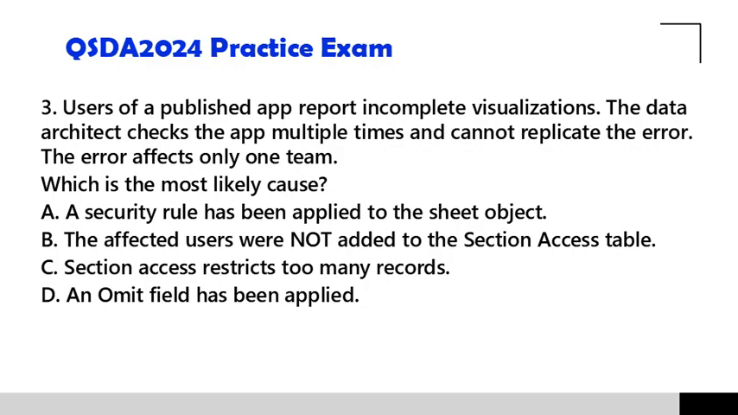3. Users of a published app report incomplete visualizations. The data architect checks the app multiple times and cannot replicate the error. The error affects only one team. Which is the most likely cause? A. A security rule has been applied to the sheet object. B. The affected users were not added to the section access table. C. Section access restricts too many records. D. An omit field has been applied.